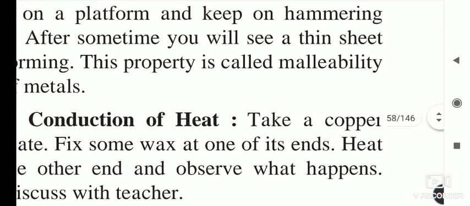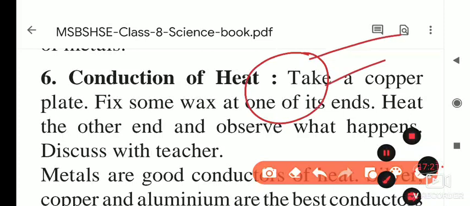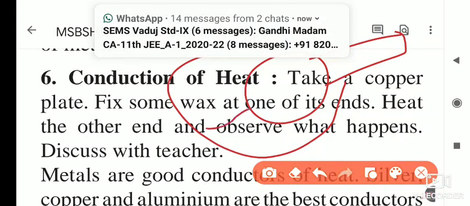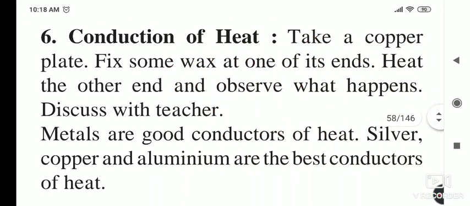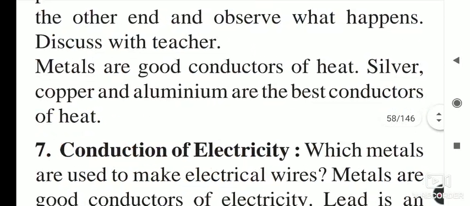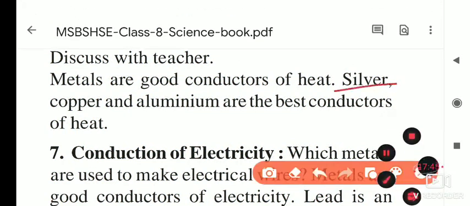Suppose this is a spoon, and when we put it inside the kadhai, because of the hot vegetable the heat enters the spoon and slowly comes towards this side, and when it gets hot, we do not understand, and by mistake we get our hand burned. Metals are good conductors of heat. So silver, copper and aluminium are the best conductors of heat. Which ones? Silver, copper and aluminium.